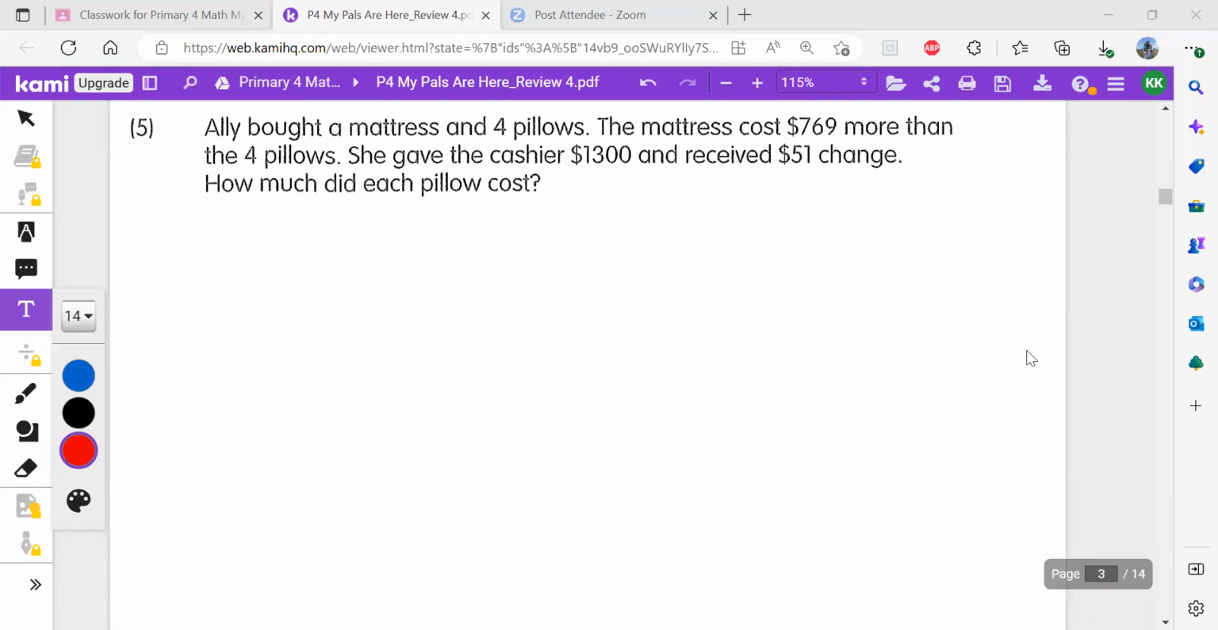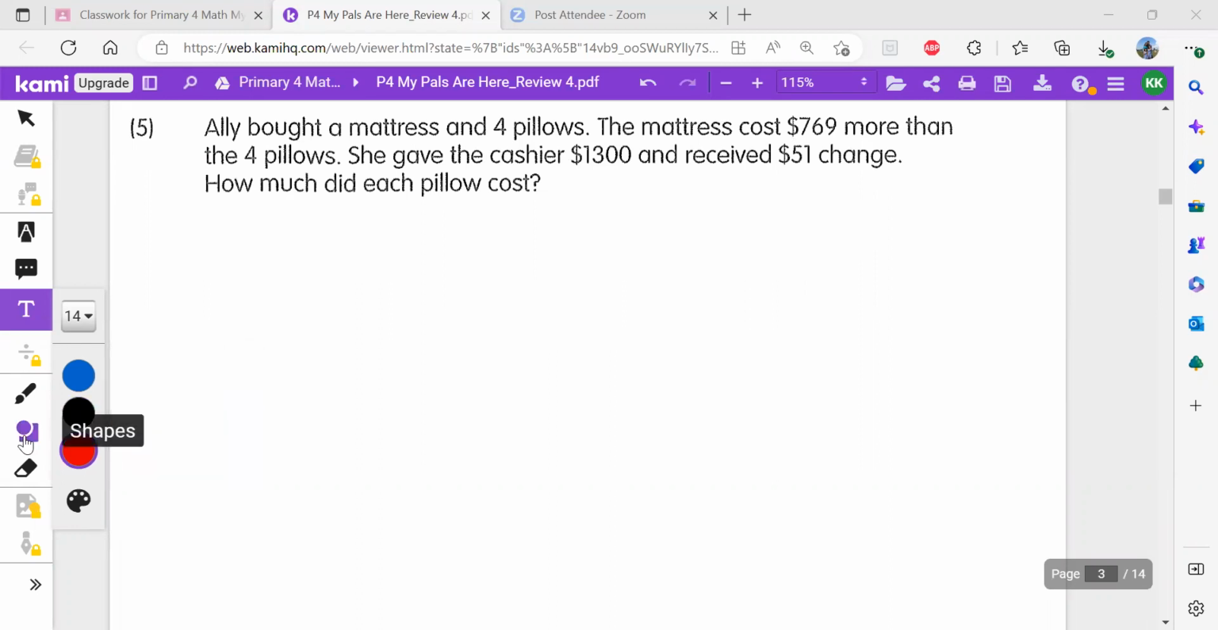Ellie bought a mattress and 4 pillows. The mattress cost $769 more than the 4 pillows. She gave the cashier $1,300 and received $51 change. How much did each pillow cost? So once again, if you have not done this, please attempt it yourself. If you've done it, let's take a look.